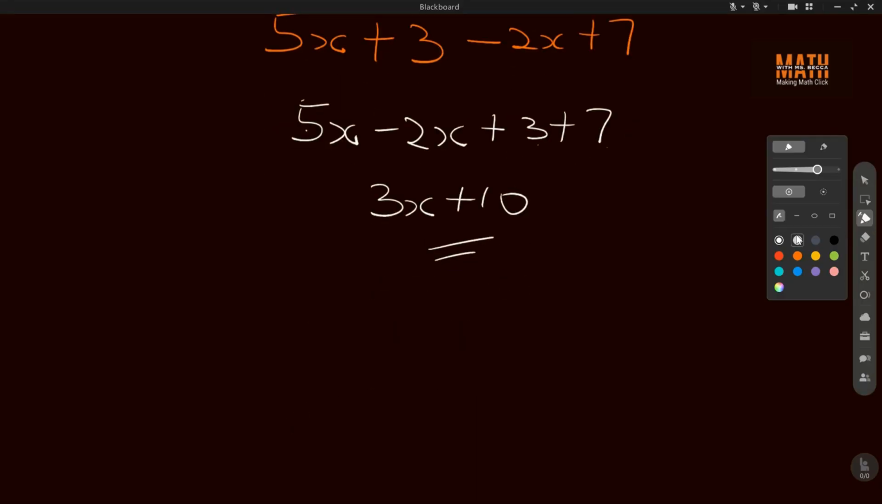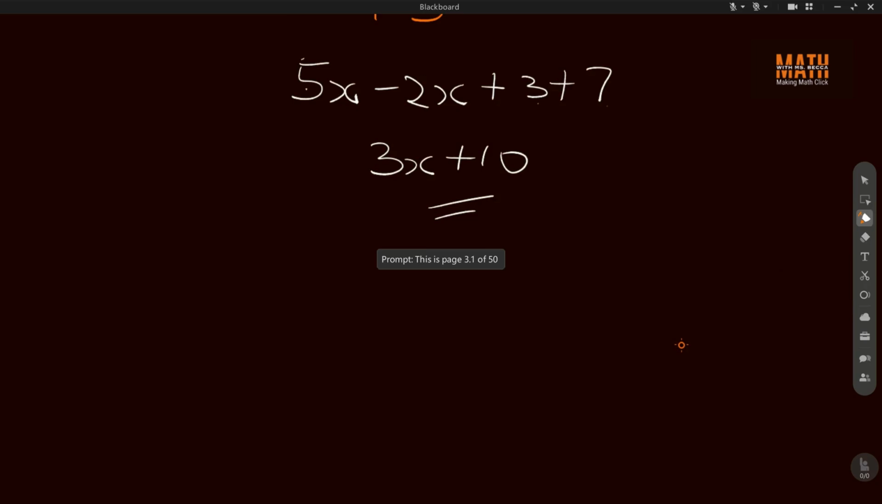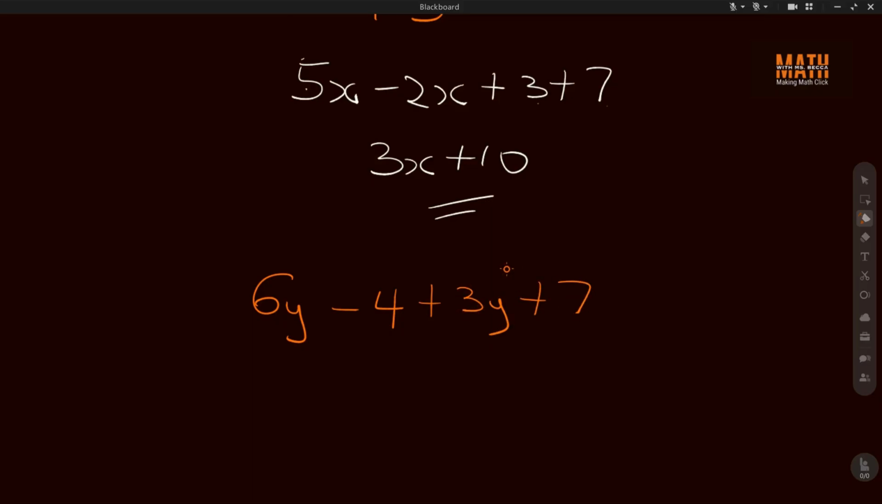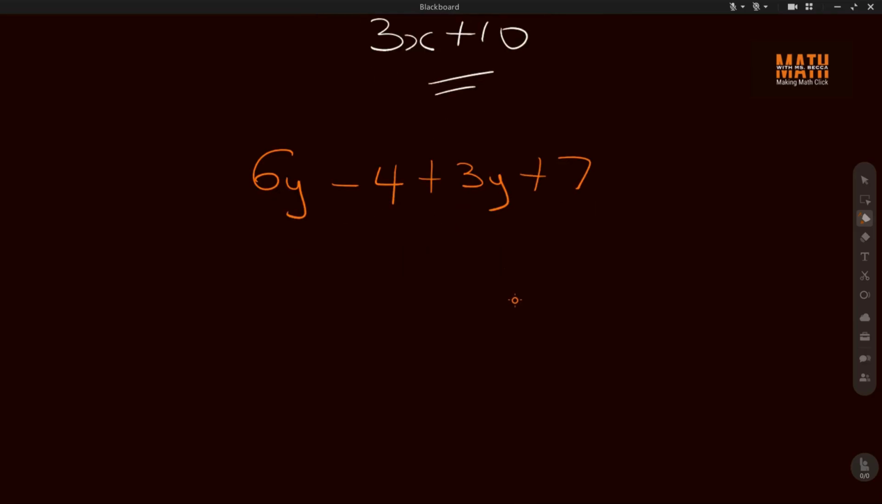Now let's look at another example. Let's simplify 6y minus 4 plus 3y plus 7. What is the answer? Now let's group it together. To group this together, we bring the ones with variables together so that we have 6y plus 3y. Then we have minus 4 plus 7. 6 plus 3 gives 9, so this gives 9y. Then minus 4 plus 7.